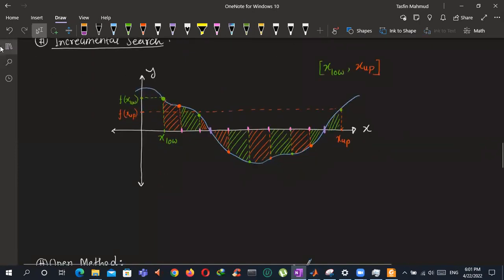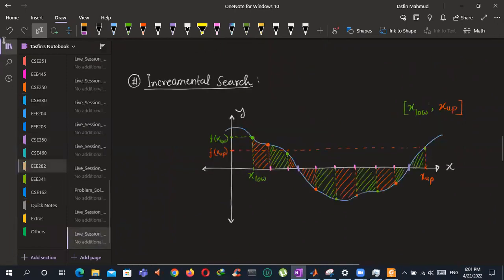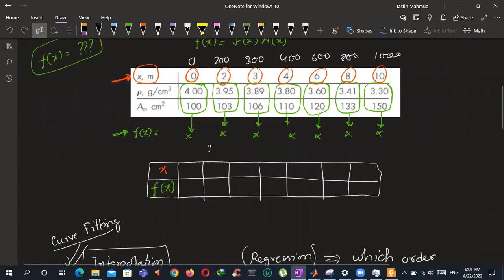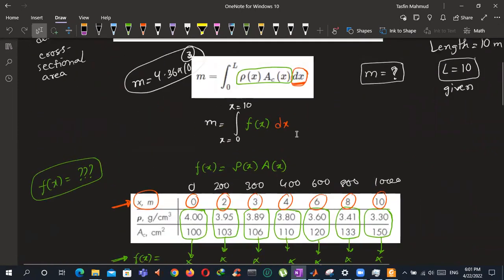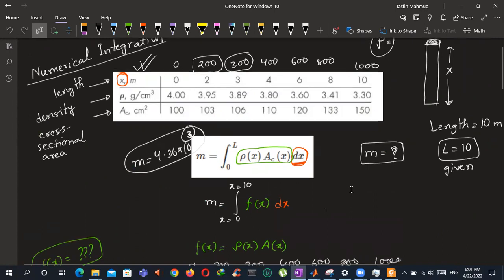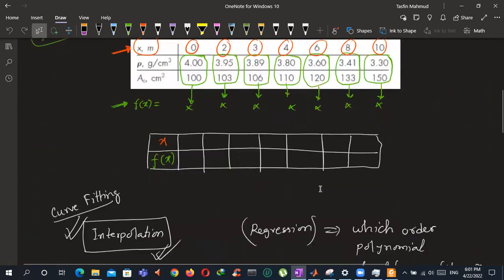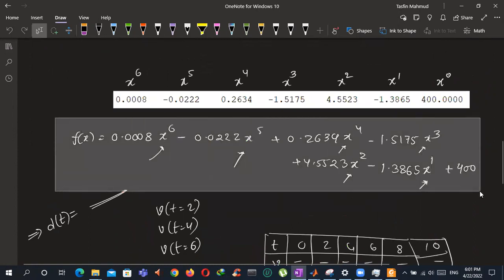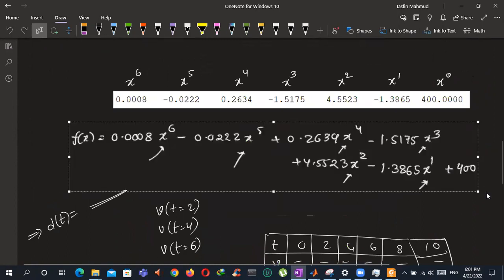You may expect this type of problem, like you will be given a data table. So from that data table you will either have to differentiate or integrate. For integration or differentiation, you will first have to fit the curve. So after fitting the curve, you will get the polynomial, right? You will get this polynomial. So you will be asked to find the roots of this polynomial.